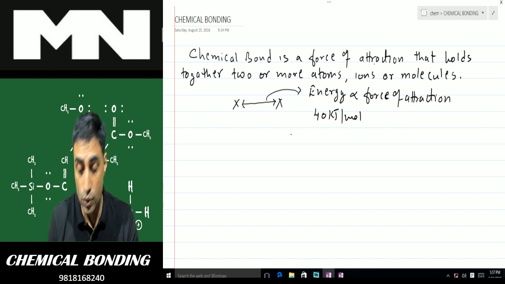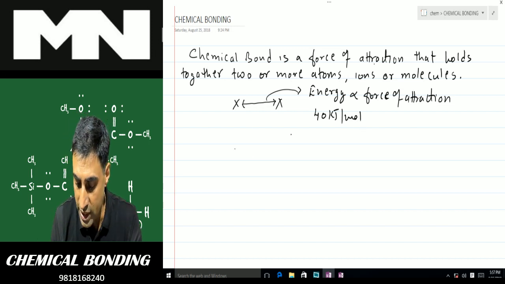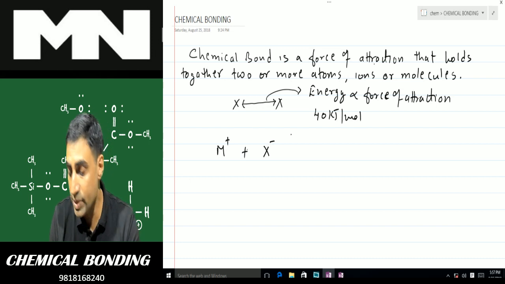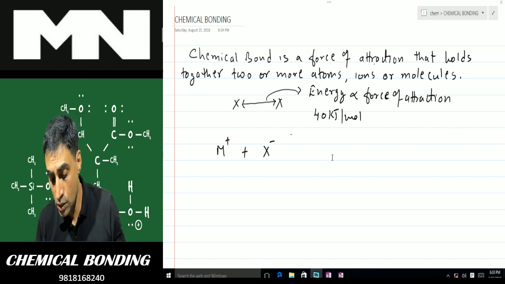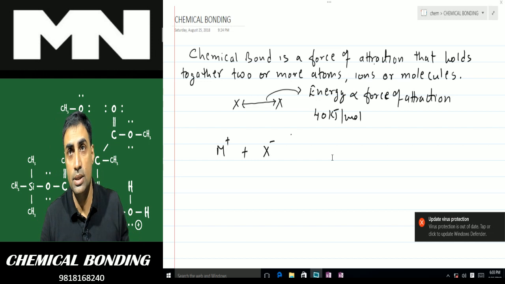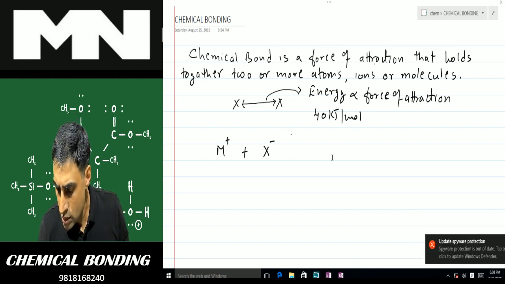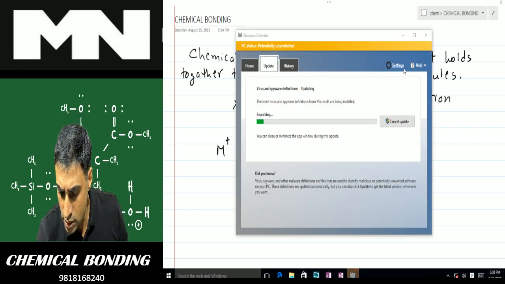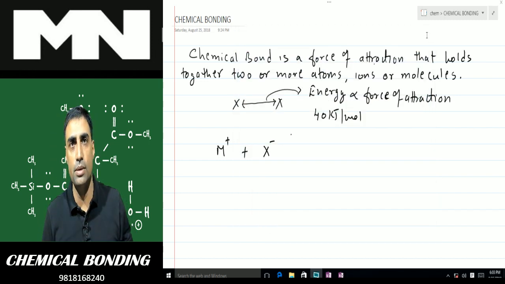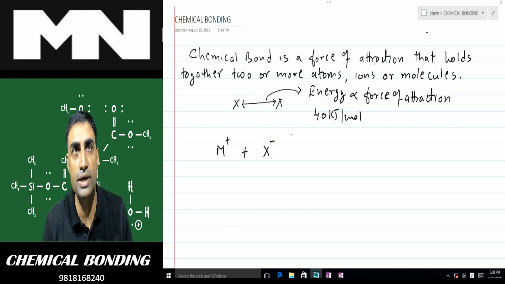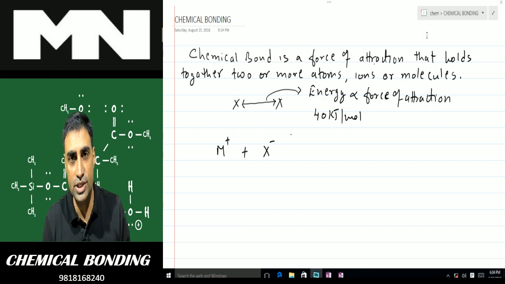Now we know that attraction can be there between a cation and an anion. Suppose I have a cation and I have an anion. There will be attraction between these two ions. There can be a force of attraction between a cation and anion because they are oppositely charged. So they have a Coulombic force of attraction among them.